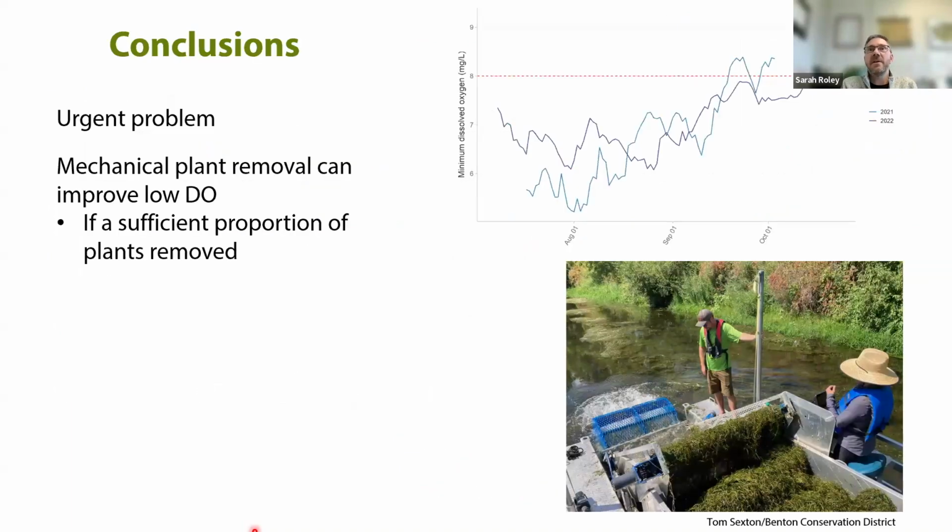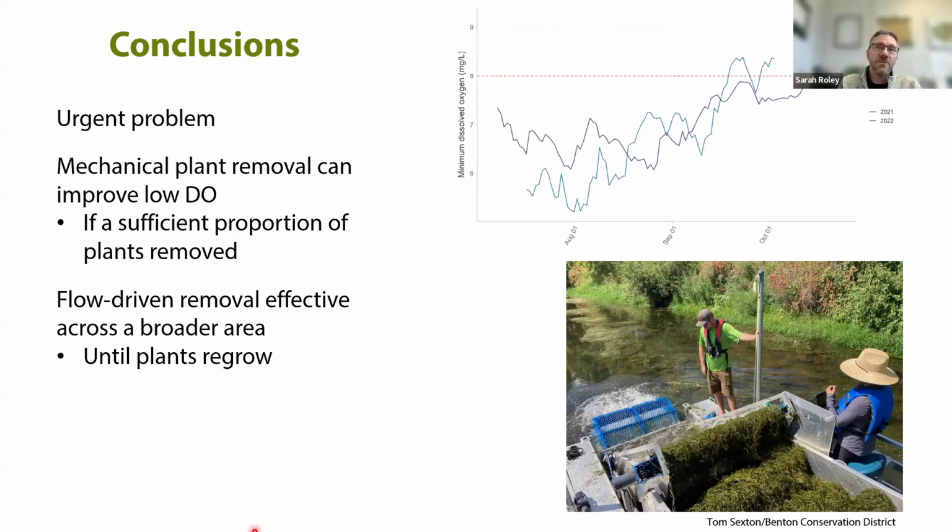Okay, so let's talk about a few conclusions and sum this up and give you a take-home message. First one, this is an urgent problem to deal with. Water stargrass is causing some severe problems in the Yakima River, and low nighttime dissolved oxygen is one of those. Mechanical plant removal does indeed appear to be able to improve low dissolved oxygen, with the caveat that you remove a sufficient proportion of plants. Flow-driven removal can be effective across a much broader area, but again, really at least until plants regrow. So if they regrow, eventually that advantage goes away.